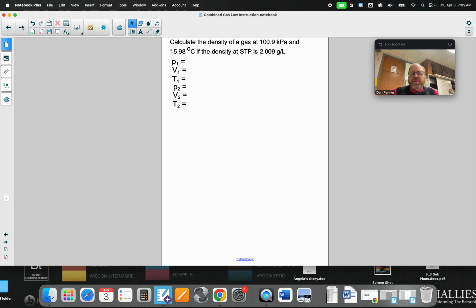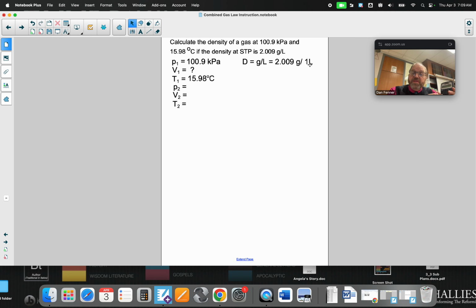Well, let's start with our values again. So before that, we're going to have 100.9 kilopascals and 15.98 degrees Celsius. There's no volume there. No volume listed before, so leave it as a question mark right now. But how about afterwards? Well, density, remember we talked, was grams per liter. That's what density is. Mass, so that means I have 2.009 grams per 1 liter.